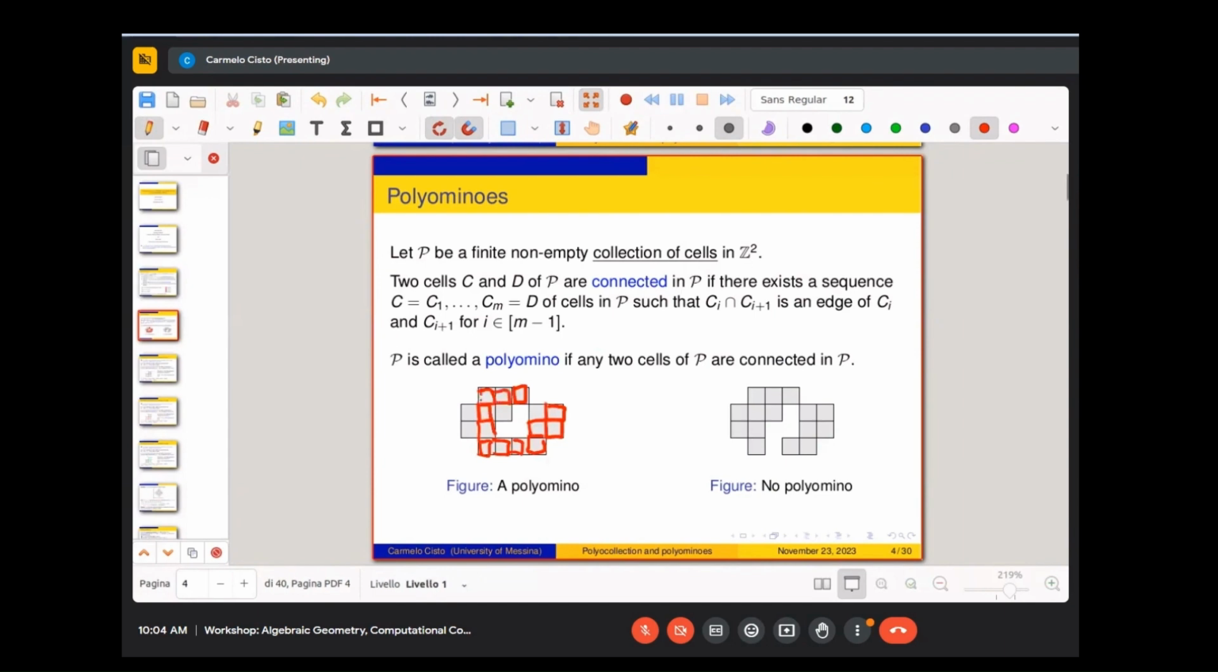And you can see that every cell shares an edge with the successive cell. And it is easy to see that this holds for all couples of cells. In the picture on the right, you can see an example of a collection of cells that is not a polyomino. For instance, you can consider a cell here and a cell here. It is not possible to connect these two cells with a path of cells each sharing an edge with the other one.